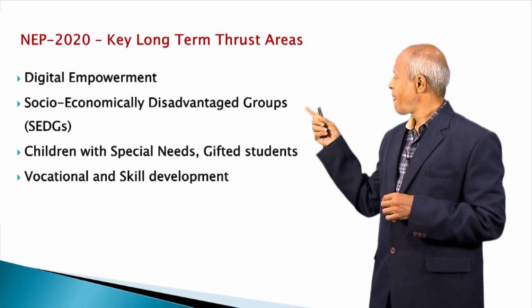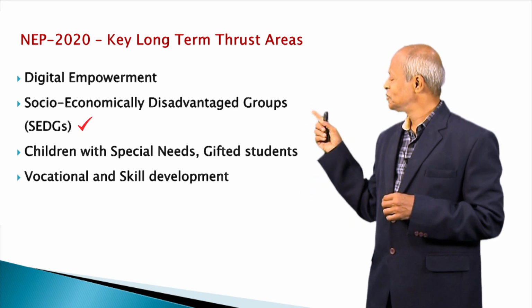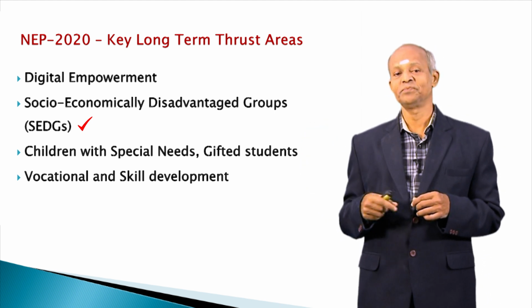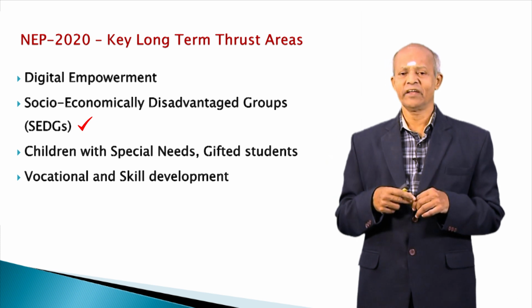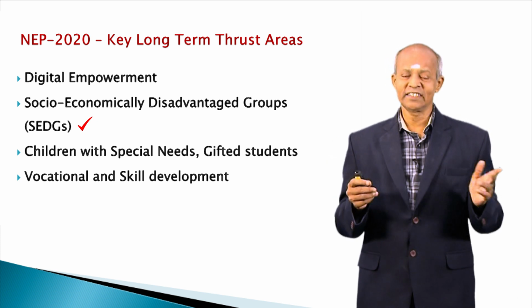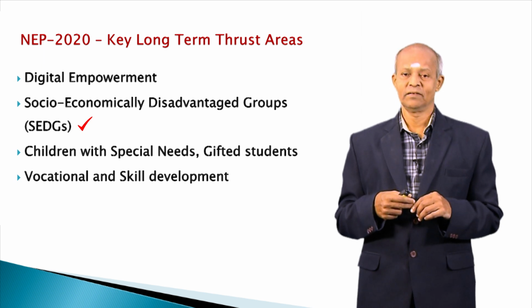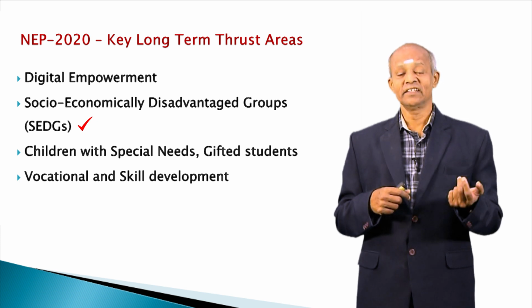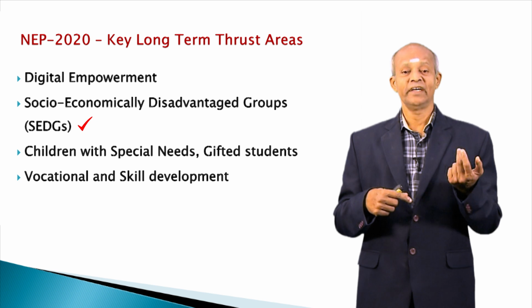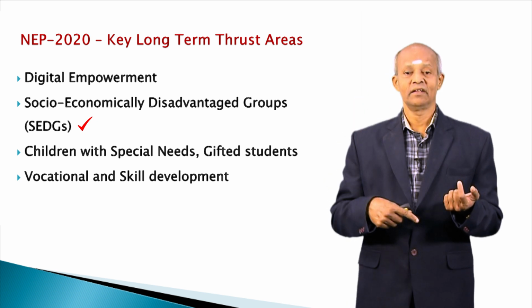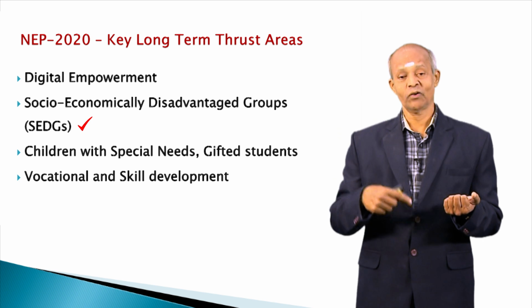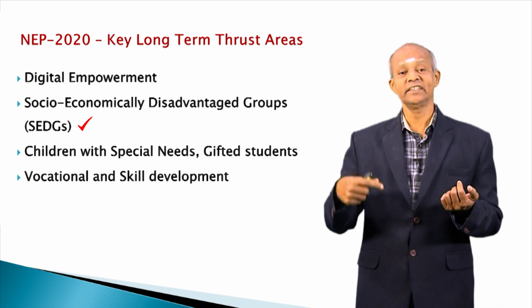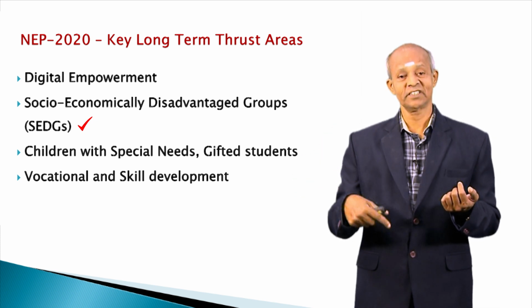And now, the digital empowerment, the socio-economically disadvantaged group. What is it actually? SEDG. All the people are not equal. Some people are disadvantaged by what? By geography, rural or urban, by wealth, rich or poor, by gender, male or female, or by caste, upper caste or lower caste, or religion, or by inclusivity, that means normal children or special children.